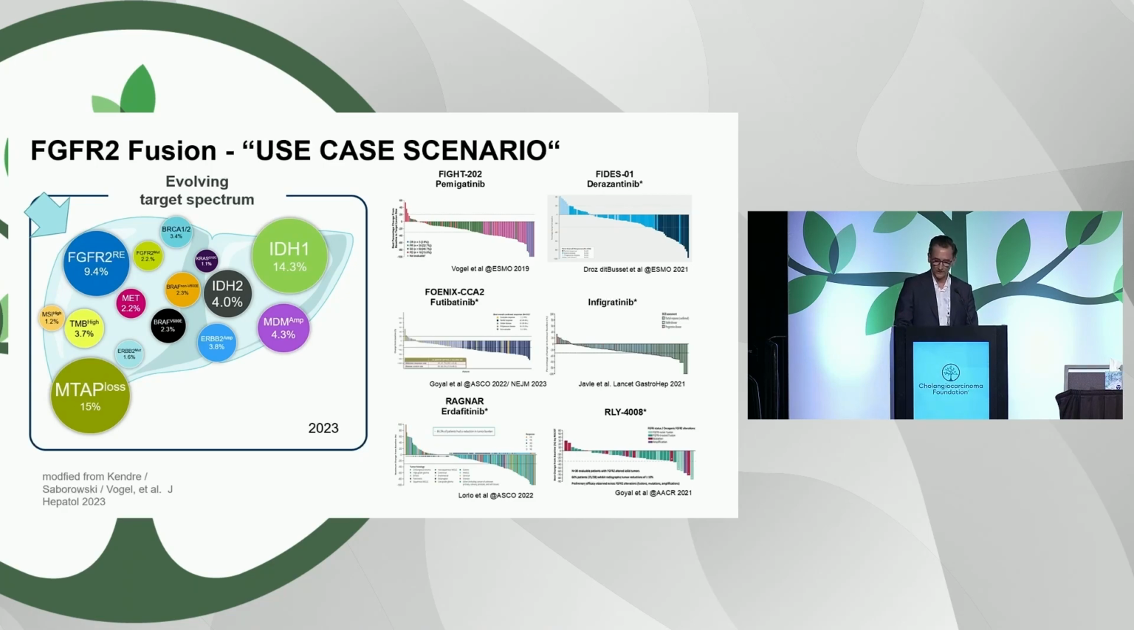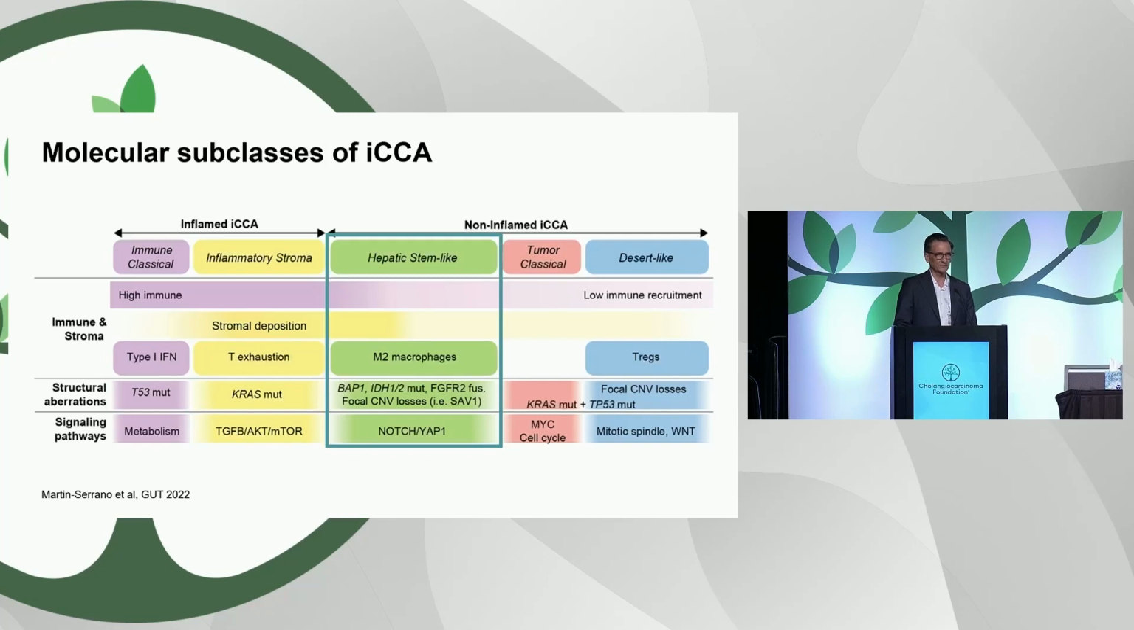The question is now, how can we make progress? And I think there are different ways we can do that. One is to look at what has been published and how we can divide intrahepatic cholangiocarcinomas. Different transcriptome profiles have been proposed, and this is a classification that was published 2 years ago, and I like it a lot.